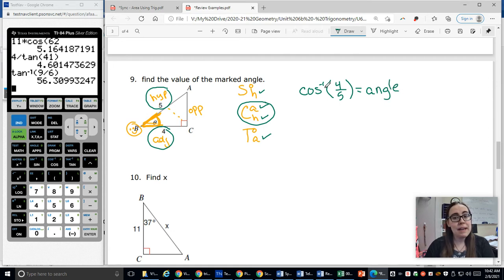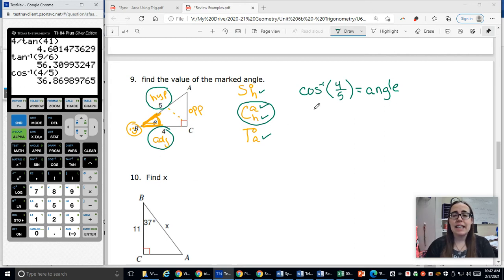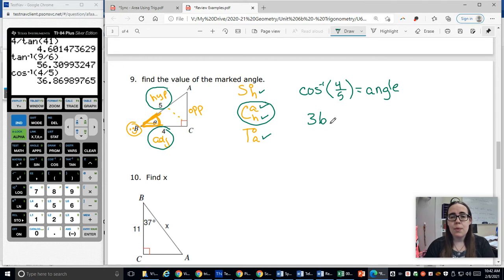So I'm going to put this in my calculator. To get the little -1, I'm going to hit second cosine. I can see I have my little inverse there. 4 divided by 5. Close my parentheses, put that seatbelt on, and I get 36.8698, so 37. Again, these are degrees, so we might round to the whole degree. It will be multiple choice, so whichever one is rounded correctly is the answer choice that you want to choose.